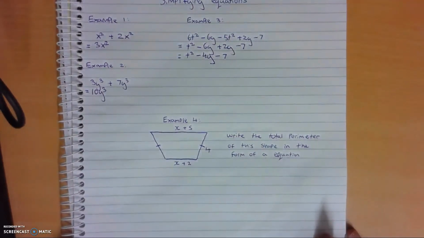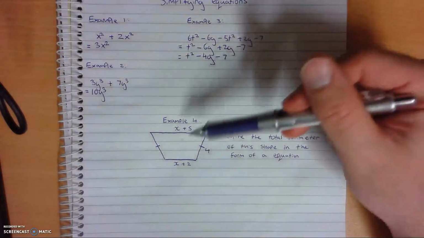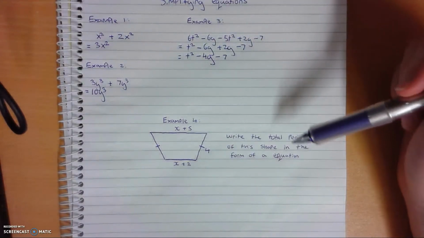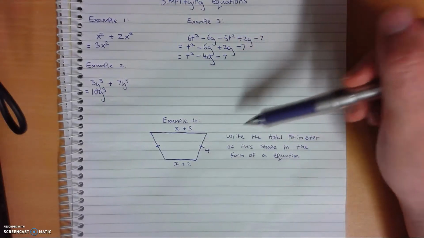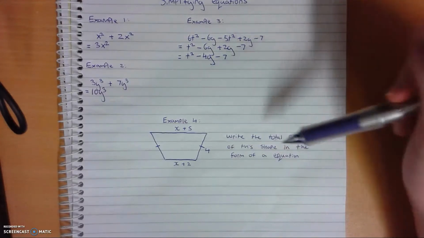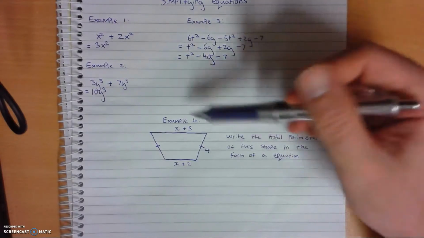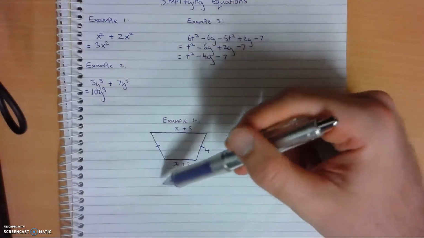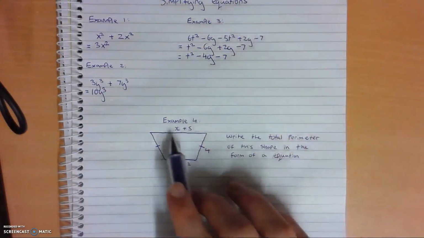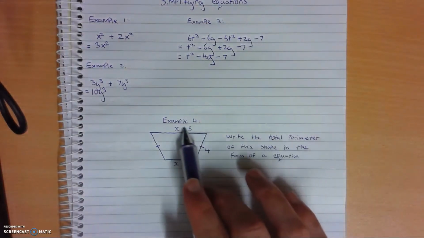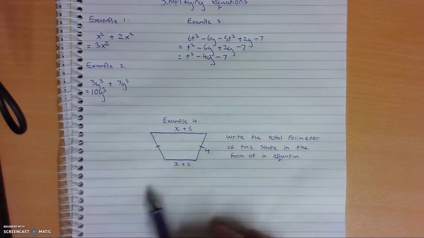Move down to our example 4, which will be our modeling and problem solving question. Okay, so just getting you to apply your knowledge and give you a bit of a worded equation to trip you up a little bit. So we have a shape here, and it says write the total perimeter of this shape in the form of an equation. All right, so we need to take this information it's given us and put it into an equation and then simplify it. All right, so I know that total perimeter means all I have to do is add up each side of this, and that will give me the total perimeter.